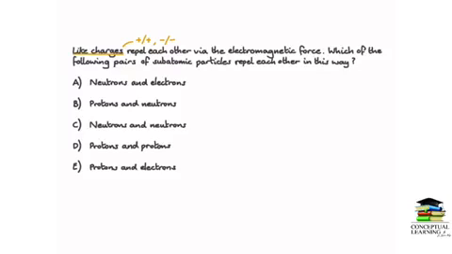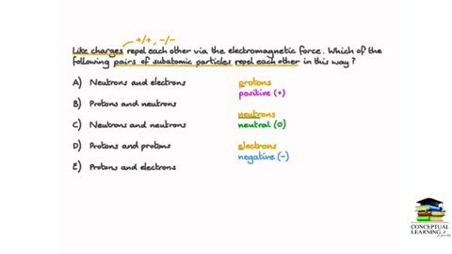When we see the phrase like charges, it means positive and positive charges or negative and negative charges. Our job is to figure out which pair of subatomic particles will repel each other because they have the same charge. For that, we need to recall the charges of neutrons, electrons and protons. Protons have a P at the beginning, so that should remind you that they're positively charged. Neutrons have most of the word neutral already in them, so that should remind you that they don't have a charge at all. And finally, electrons are negatively charged.